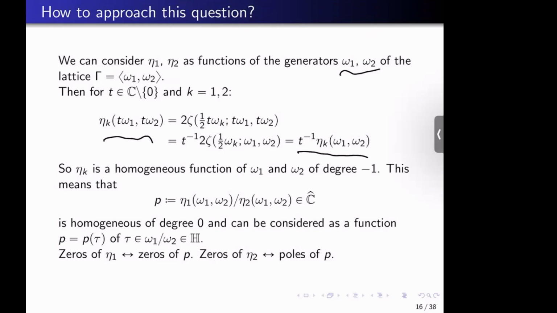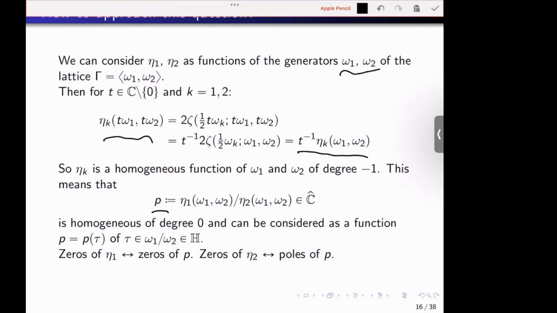So in order to study these quasi-periods as functions of my lattice generators, I look at this quotient P here of eta1 and eta2. And this now is a homogeneous function of degree 0. So this actually means that I can consider this as a function of the ratio of omega1 and omega2, right? So in this way, I get a P that is now a function of one variable. And in order to study the zeros of eta1 and eta2, I can now study the zeros and poles of my P, right? Because the zeros of eta1 correspond to the zeros of P. The zeros of eta2 correspond to the poles of P.